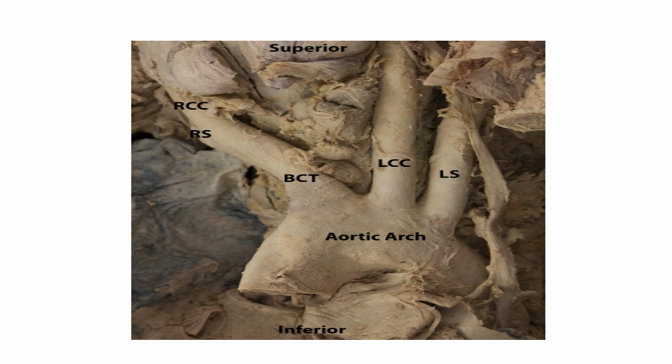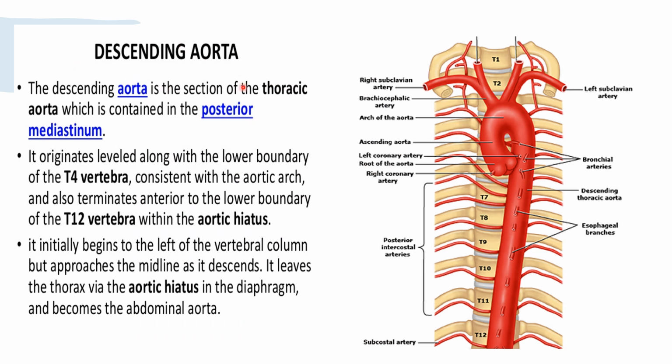Now, let us discuss the descending thoracic aorta. The descending thoracic aorta is a section of the thoracic aorta which is contained in the posterior mediastinum. As you can see in this picture, this is the descending thoracic aorta. It is present in the posterior mediastinum. It arises at the level of the T4 vertebra.